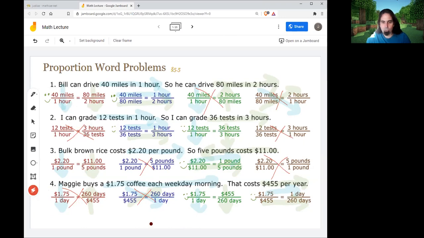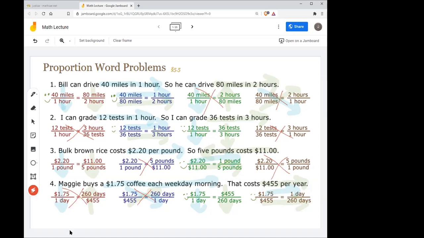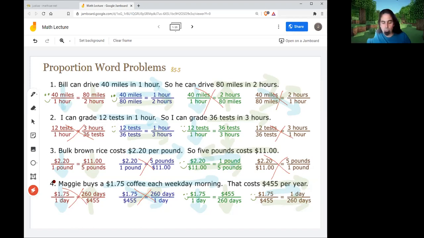Any questions about the whole slide? I'm good. How is number 4 trying to trick us?